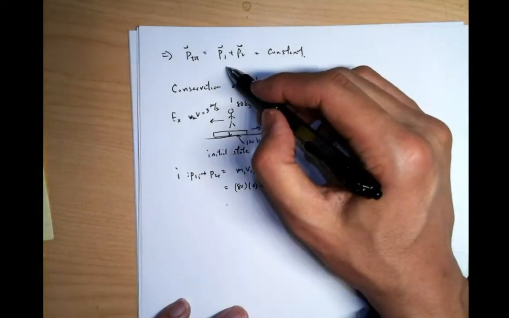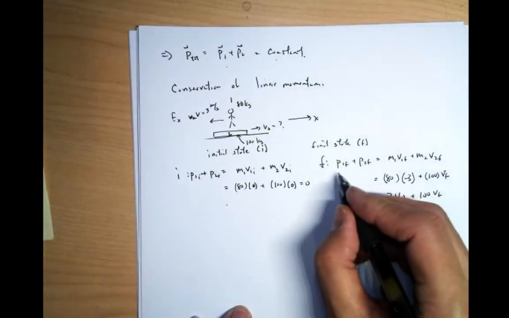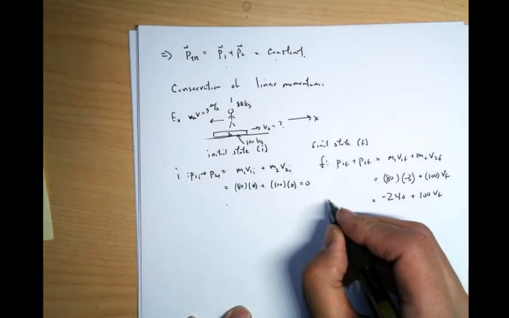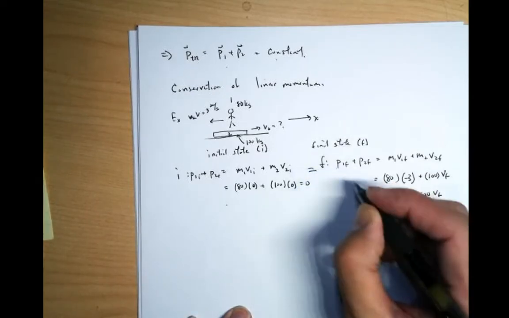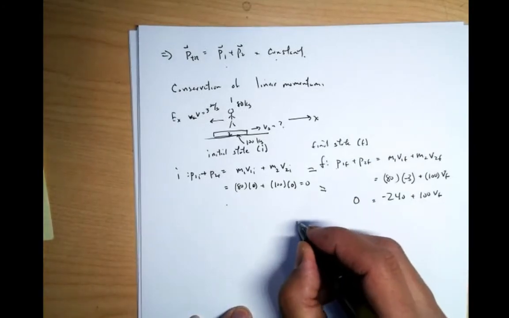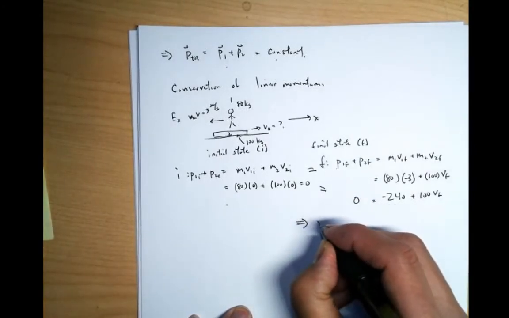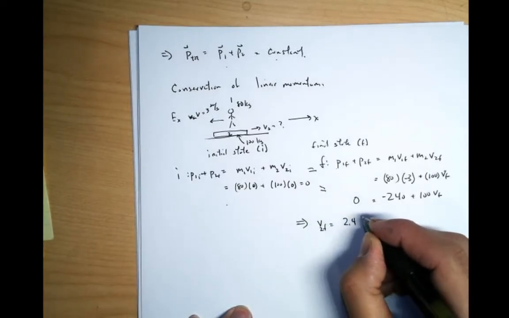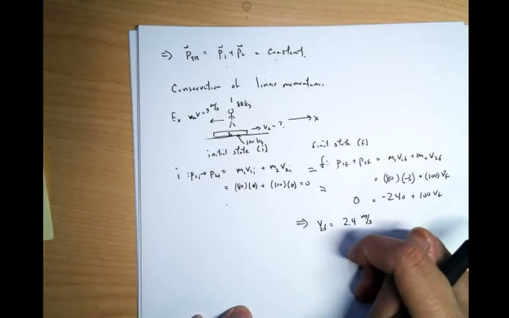And because this stuff is a constant, that means that P1F plus P2F is equal to P1I plus P2I. So in fact, these two are equal to each other, which means that this is equal to 0. And so you could do computation here. V2f is equal to 2.4 meters per second.